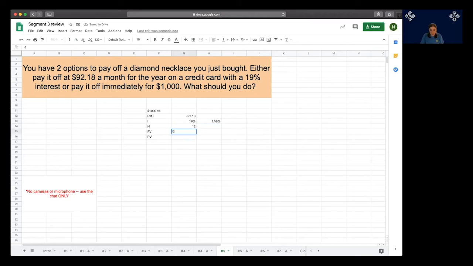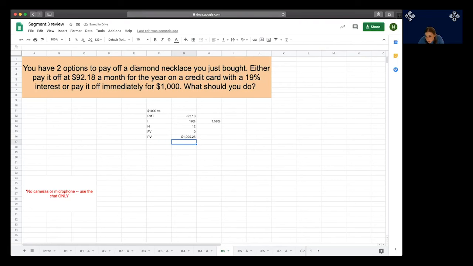Your future value is 0 because you want the full necklace paid off. And then to find the present value, you're going to take PV, you're going to take your rate, and then your periods, your payment amount, and your future value. So you should get $1,000.25.